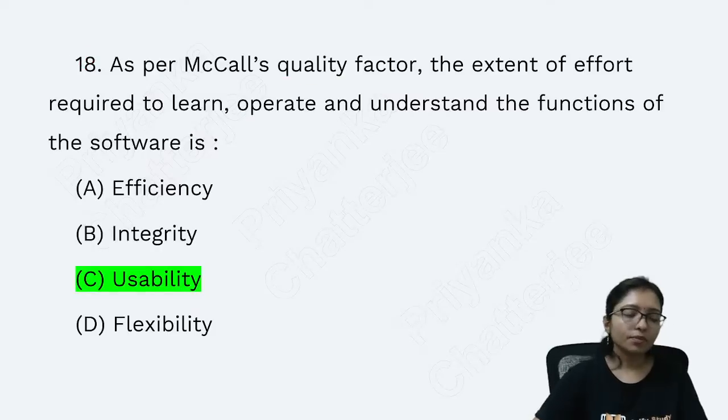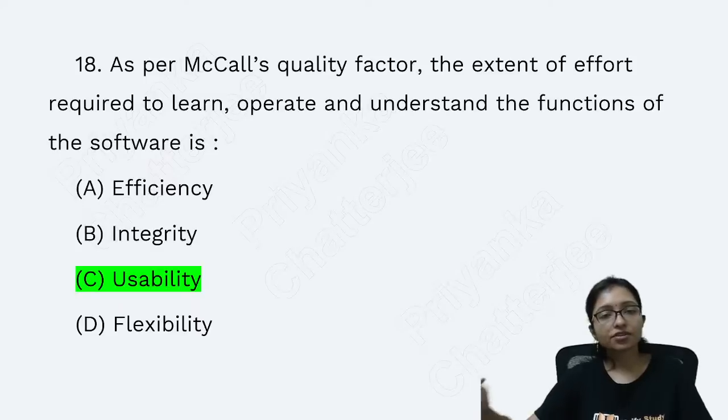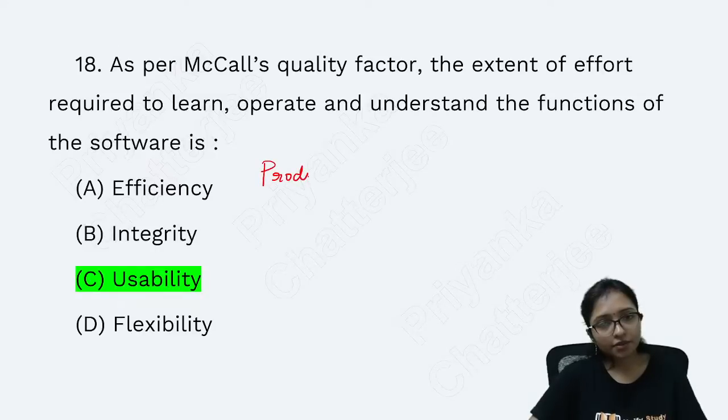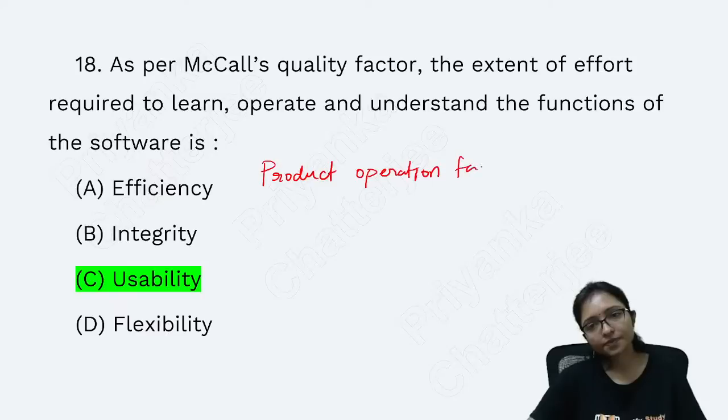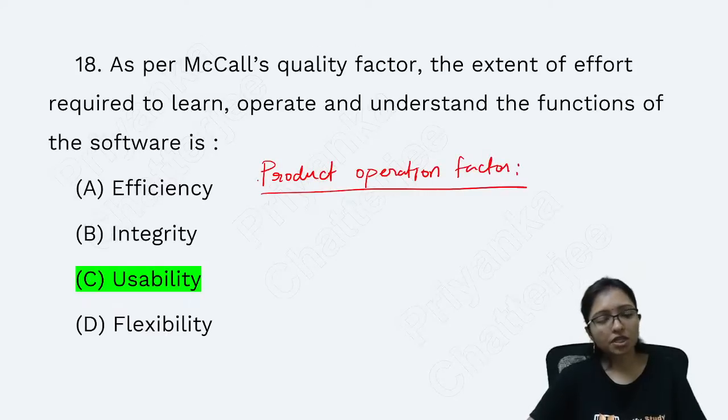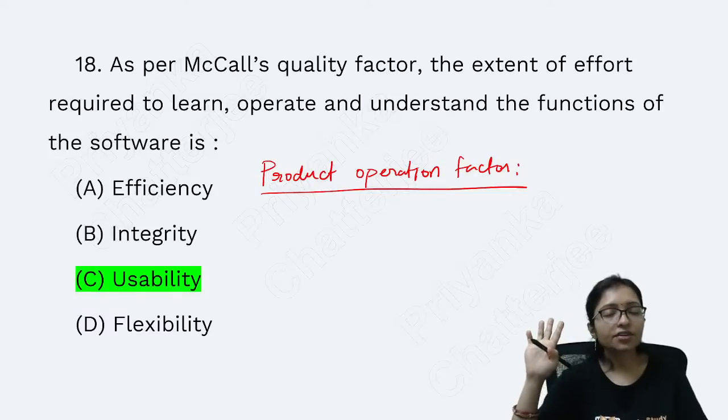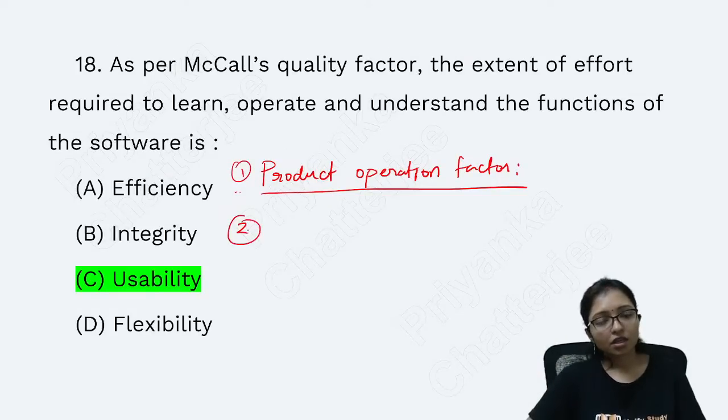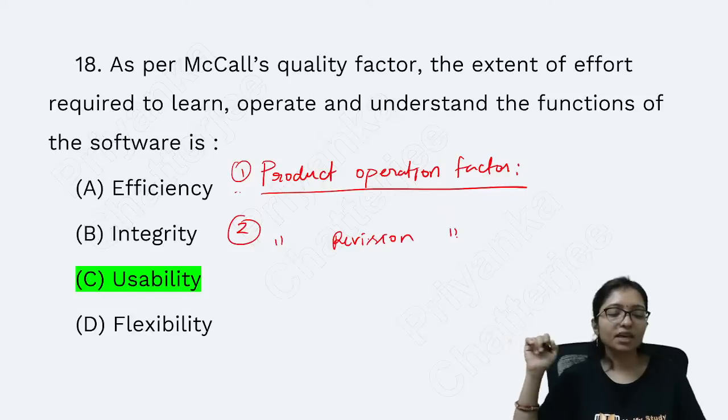Yes, answers are coming. Remember that McCall quality factor, there are 3 types of quality factor. One is product operation factor. Under the product operation factor, it is coming correctness, reliability, efficiency, integrity and usability. Number 2 is product revision factor. Under that, it is coming maintainability, flexibility and testability.